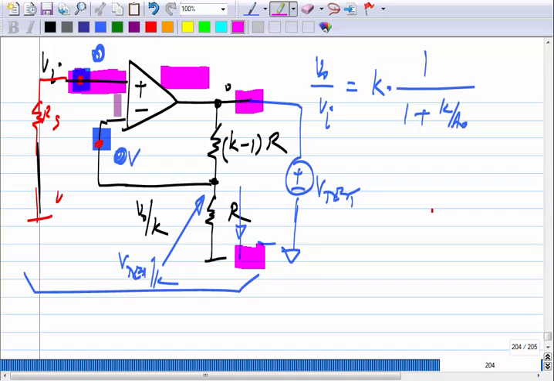Is that okay? So, please think about these things. We will continue from there. I think many of these things we evaluated earlier. So, ideal op amp, if it has infinite gain, the inputs will be virtually shorted to each other and you can infer everything else from that.